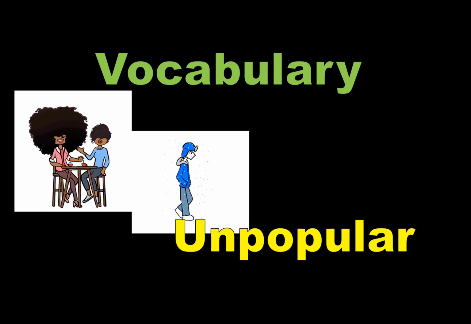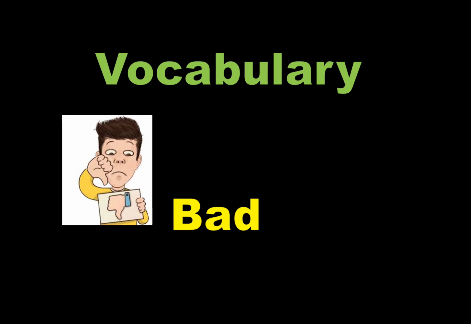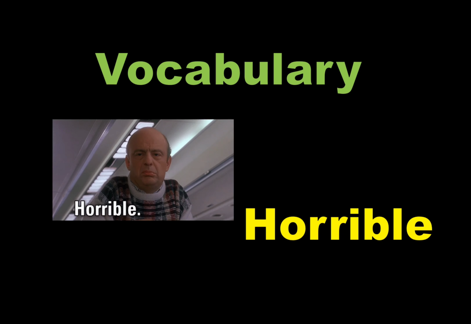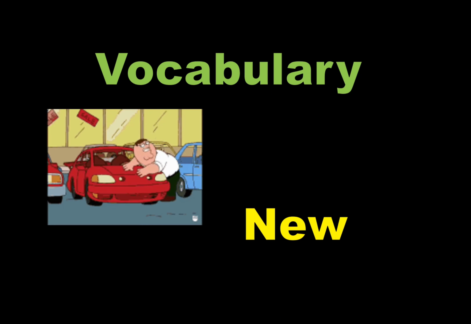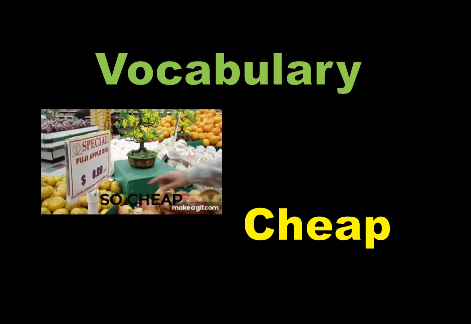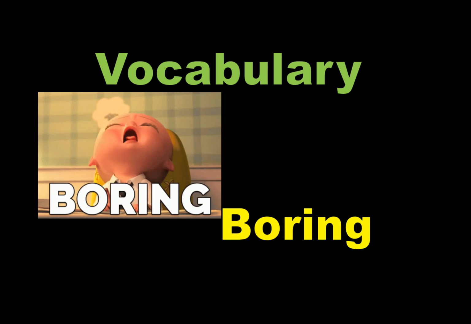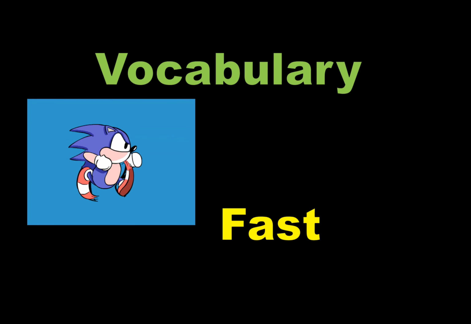So before we proceed to today's lesson, this is the vocabulary you are going to learn today. Unpopular. Bad. Horrible. New. Cheap. Boring. Fast. So these are the vocabulary we are going to learn in this topic.